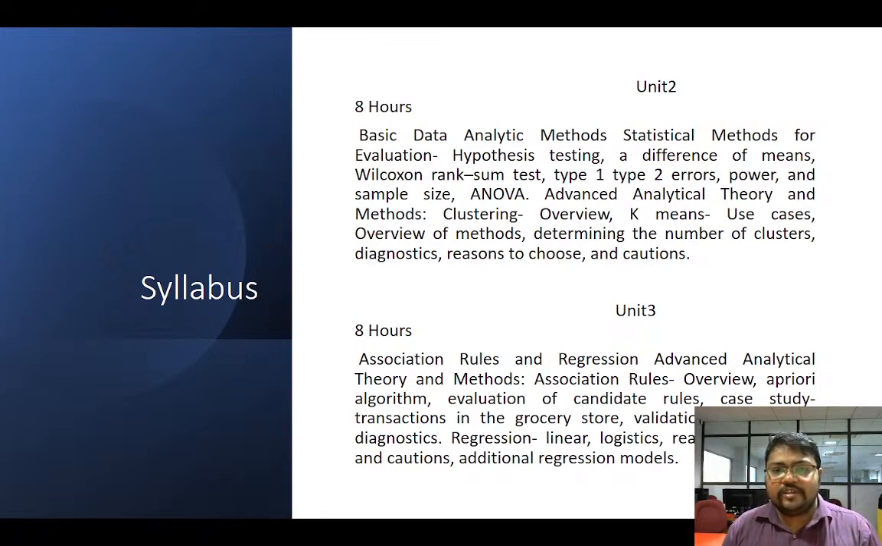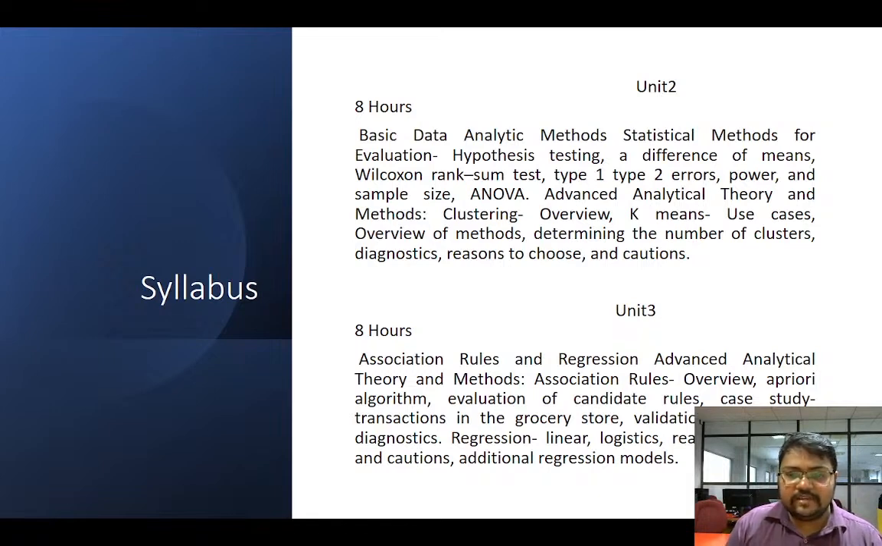And here we are going to take you through clustering: an overview of clustering, then the k-means algorithm, use cases of k-means, an overview of the methods, determining the number of clusters, diagnostics, reasons to choose clustering techniques, and the cautions to be taken while choosing these clustering methods.